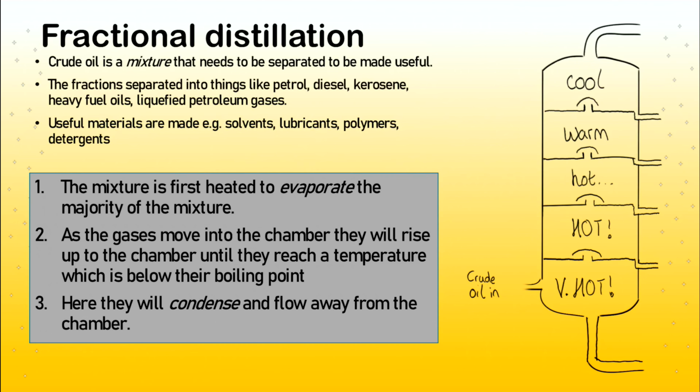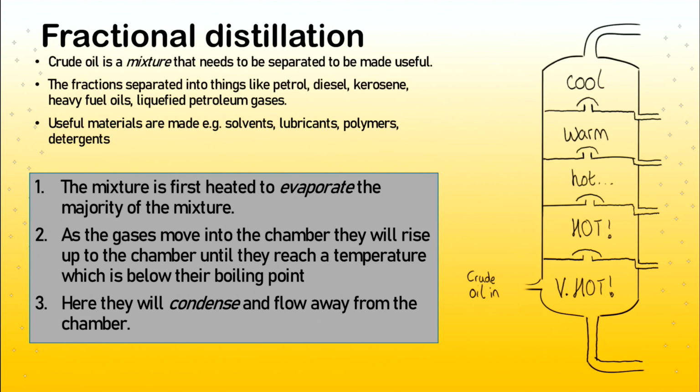If you have all of those things mixed together, they're no use really, because they all have different flammabilities, viscosities, and it just makes them difficult to use. But we can use all of these things to obviously make fuel, but we can also use them to make things like solvents and lubricants and polymers and detergents. Those are the terms that we need to know from the specification.